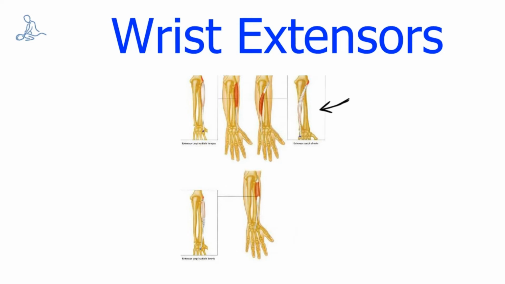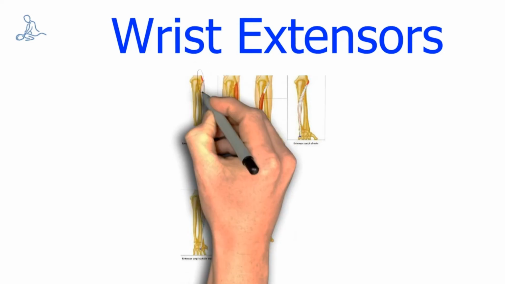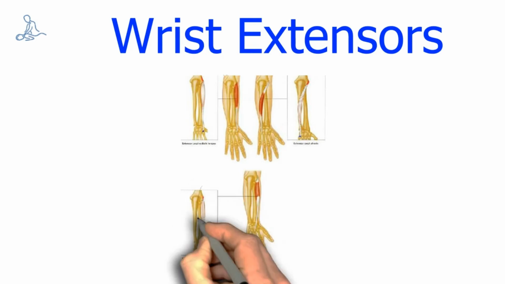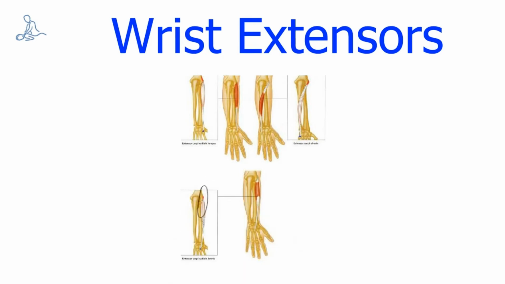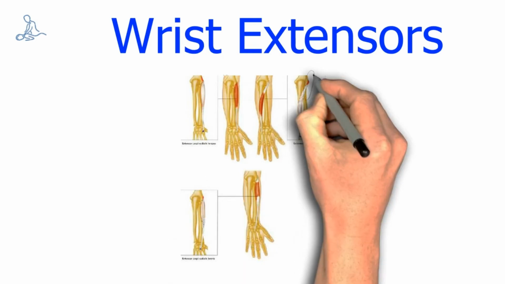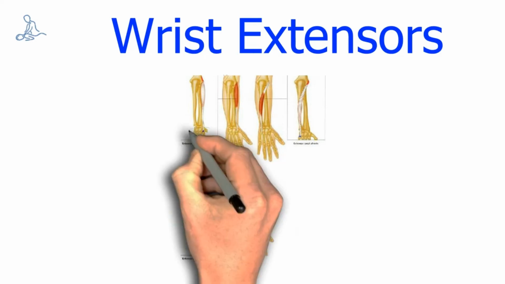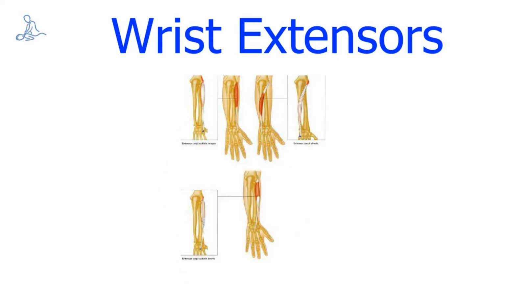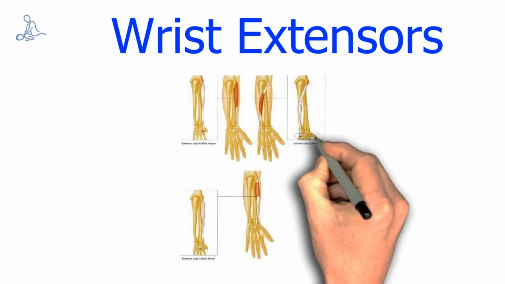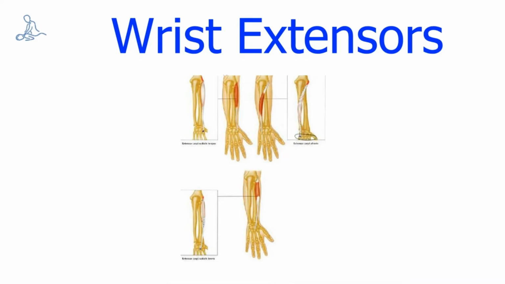The origin of the wrist extensors is the lateral epicondyle of the humerus. The insertion of the wrist extensors is posterior 2, 3 and 5 metacarpals. The action of the wrist extensors is to extend the wrist.